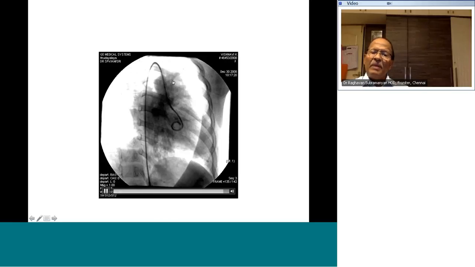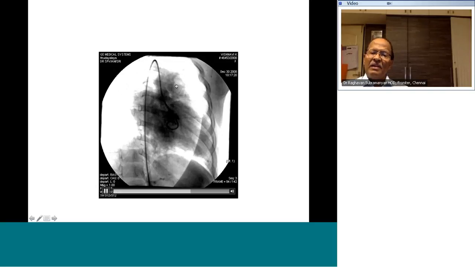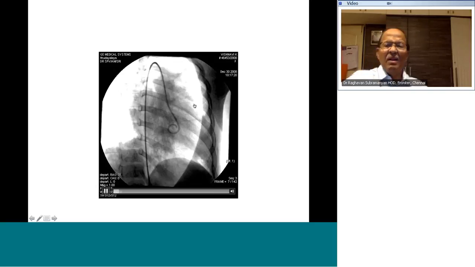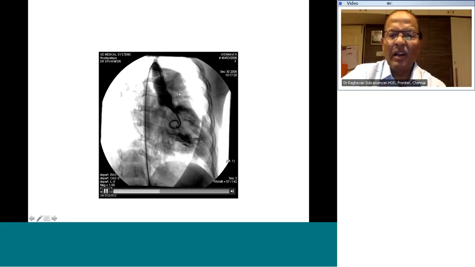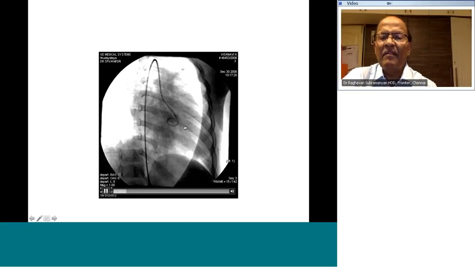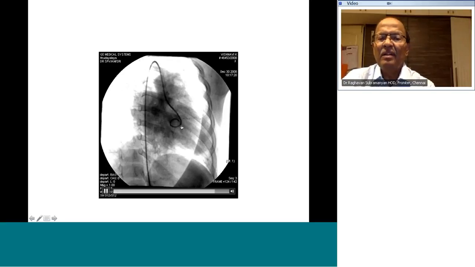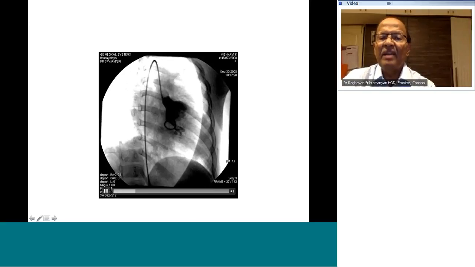You can see the pulmonary artery filling here in front of the aorta. Can you see the contrast going into the pulmonary artery here? Yes or no? So how can the dye enter from the LV to pulmonary artery unless there is a VSD? Therefore, this is a complete AV canal defect.